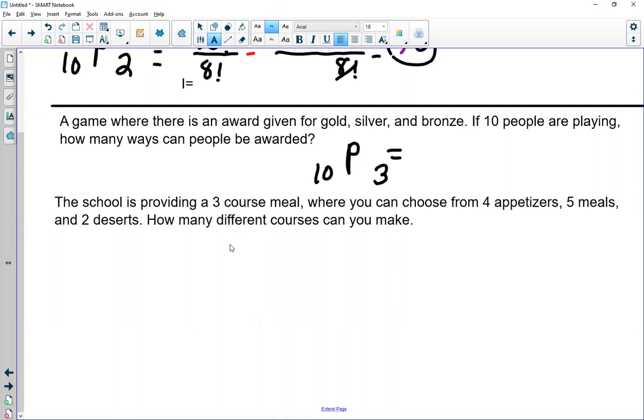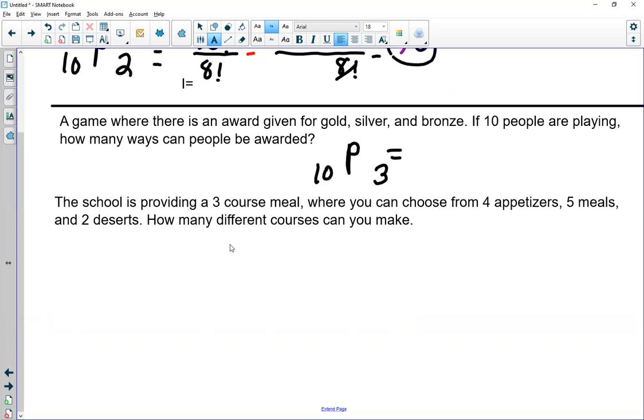I know that. It could be C, it could be P. The difference between those two is P is very particular about your order, while C doesn't care about your order. But in this question, this is neither C nor P.